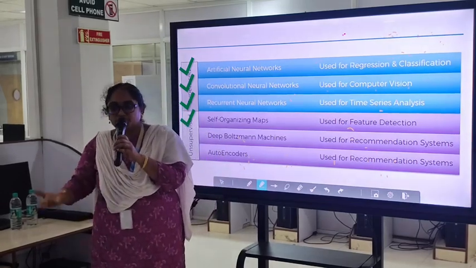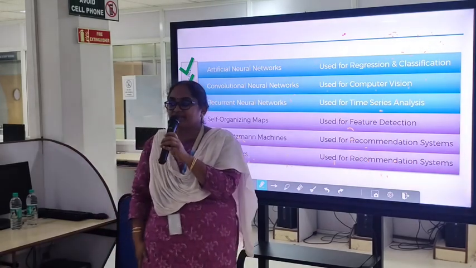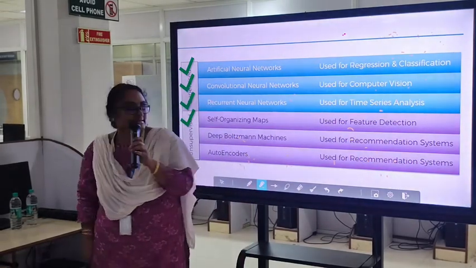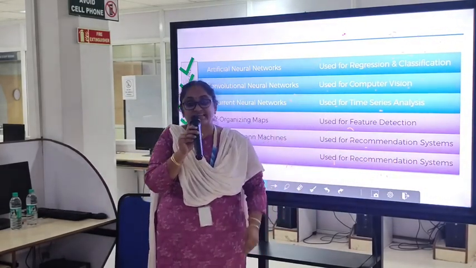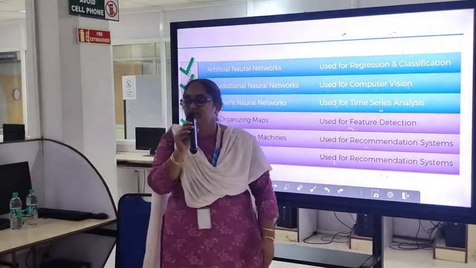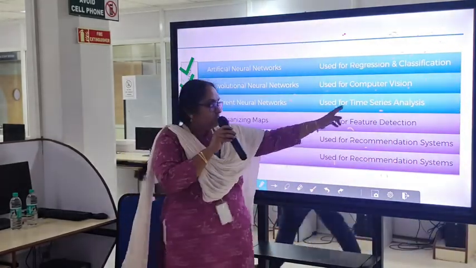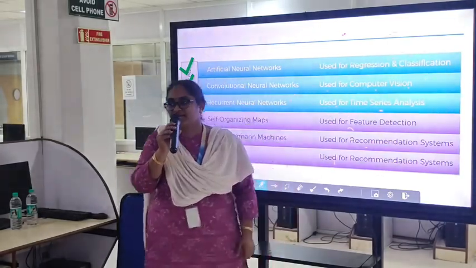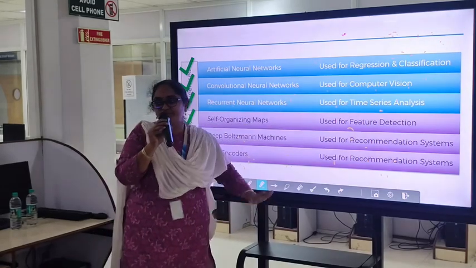What is the temperature now? What is the humidity now? What is the pressure now? Anything that changes, like stock market analysis. All of these come under time series analysis problems. Time series analysis problems are completely different from the usual set of regression and classification algorithms. They have to follow separate procedures. Time series means something that varies with time. So these recurrent neural networks are best suited for time series.